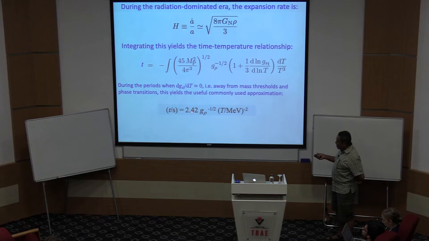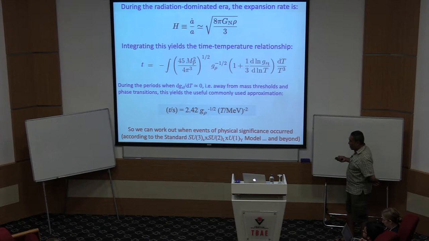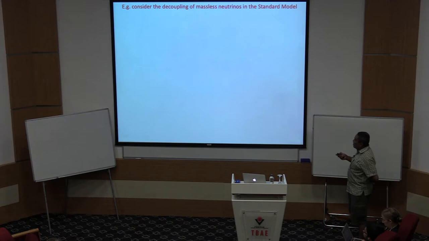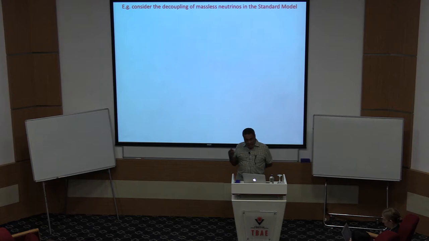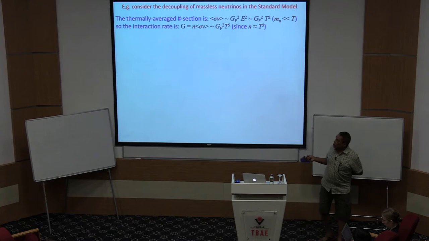So we can work out when events of some physical significance occurred, according to what we know and also according to the extensions we might consider of physics beyond the standard model. So for example, let's go through the standard exercise of massless neutrinos. In the standard model, the only particles which are stable but have decoupled from the thermal bath in the early universe and are still around are neutrinos. So they provide a useful test bed for our estimates.